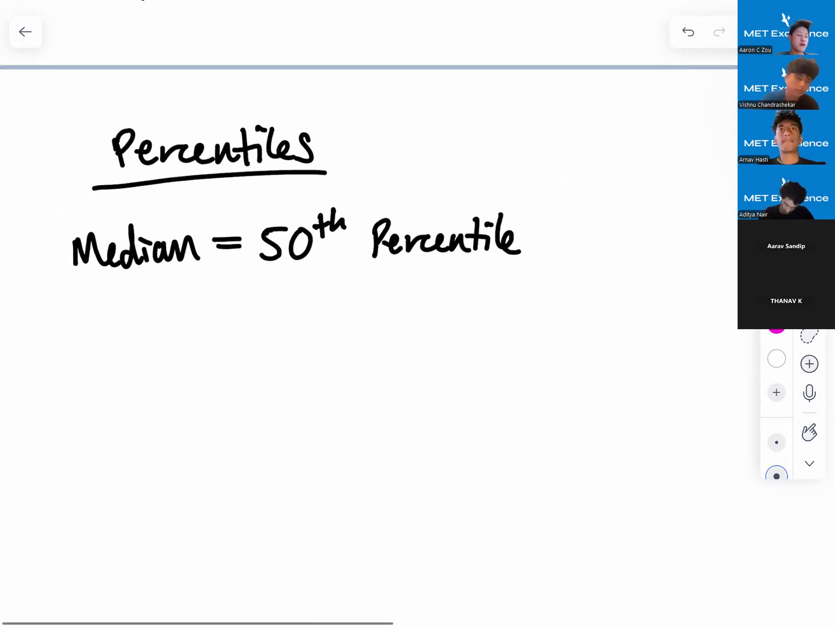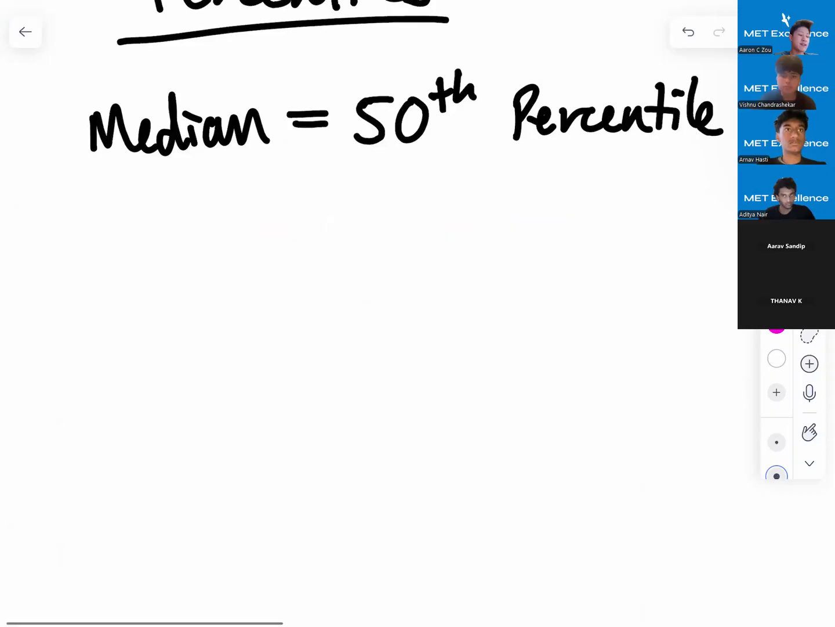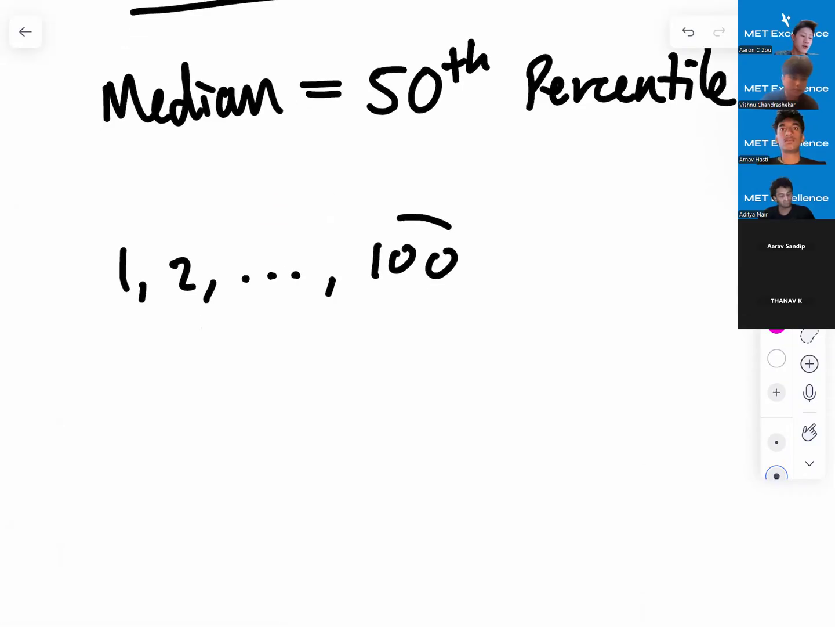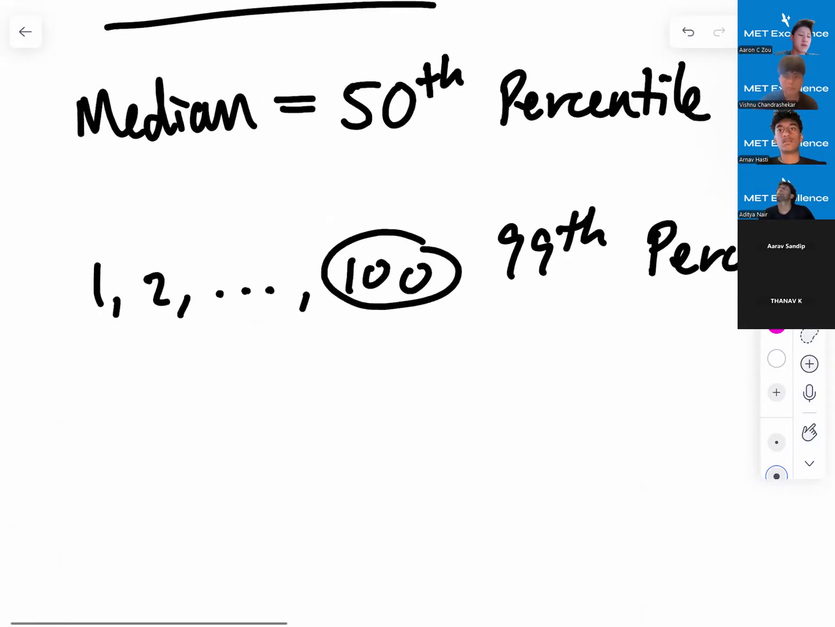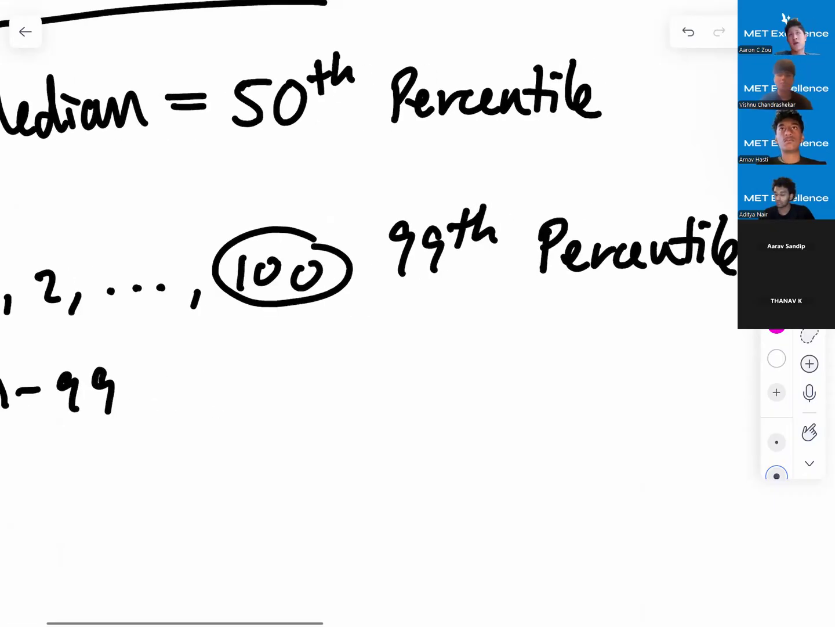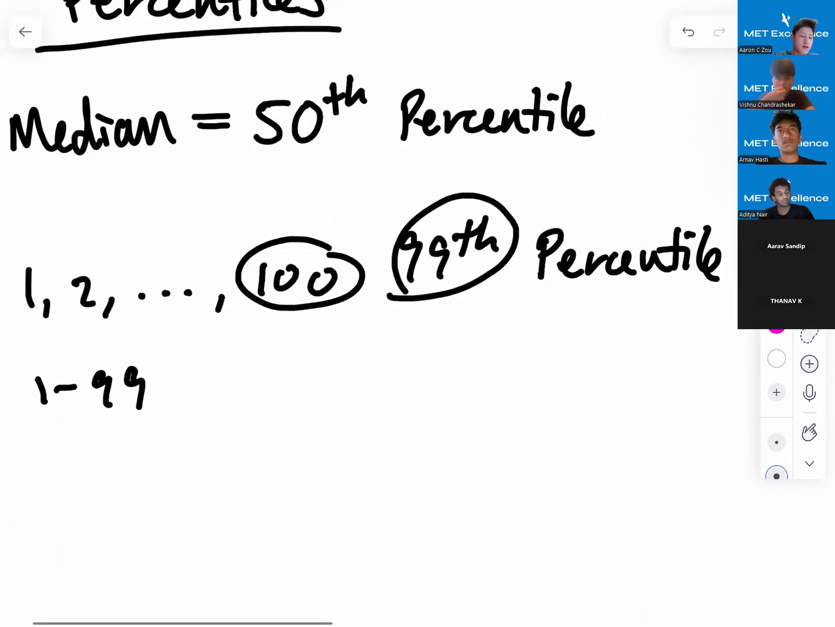So for example, if I had a list of numbers from 1 to 100, 100 would be the 99th percentile because it's bigger than 99 numbers, right? 1 to 99. So that's actually a tricky thing. It's not the 100th percentile. There's no such thing as the 100th percentile. So 99th percentile or 99.9999 and so on is the largest percentile.